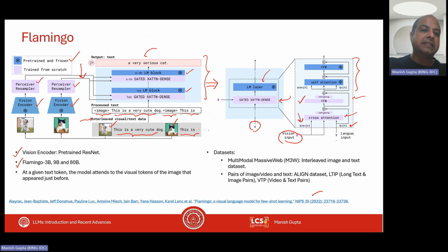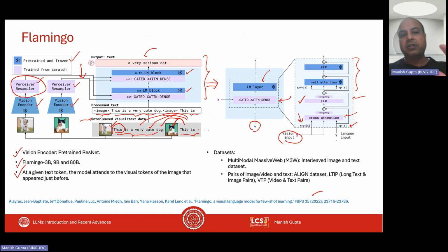Now, the only thing left to understand in this architecture is how these perceiver resamplers work, which I will describe on the next slide. But another interesting thing to notice is that at a given text token, the model attends to the visual tokens of the image that appeared just before. Remember that. In an autoregressive sense, you would want this text to be attending to this image, to this text, and everything before that.